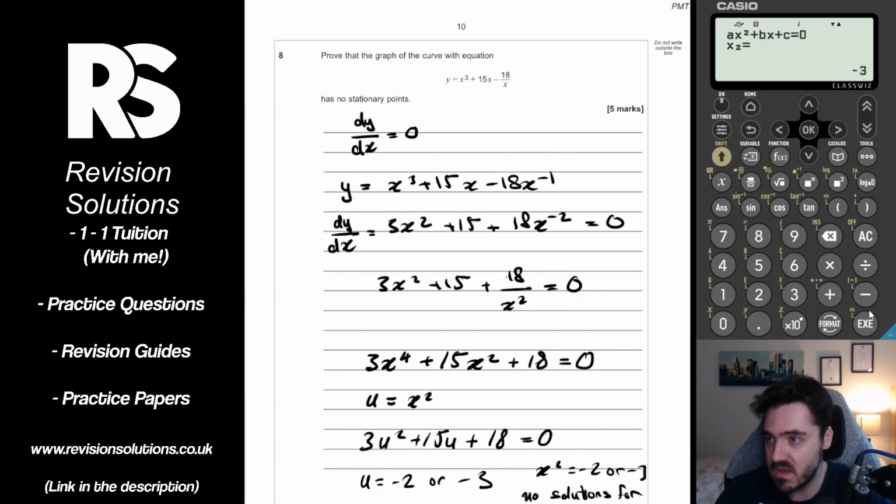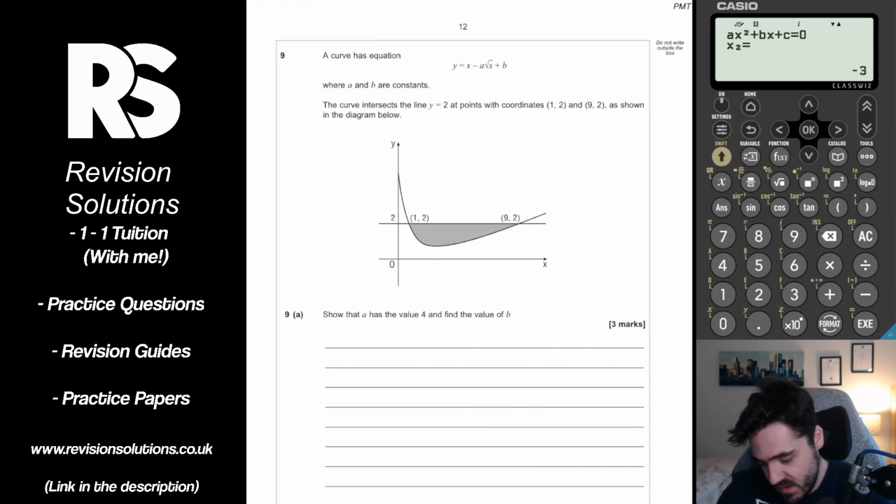Which proves that this doesn't have stationary points, because there's no solutions for our equation where the derivative equals 0, which is what stationary points must satisfy. Okay, moving on now to question 9.